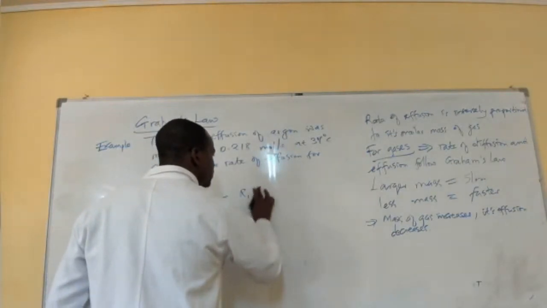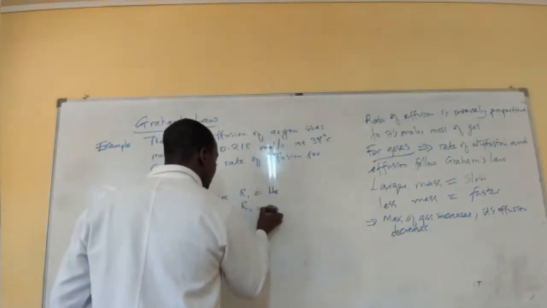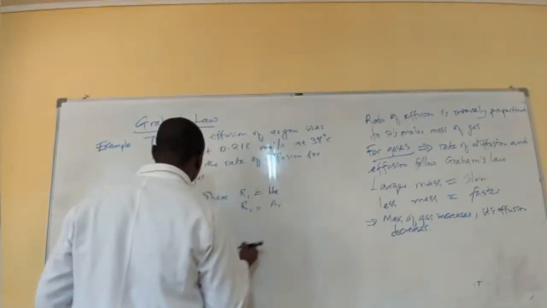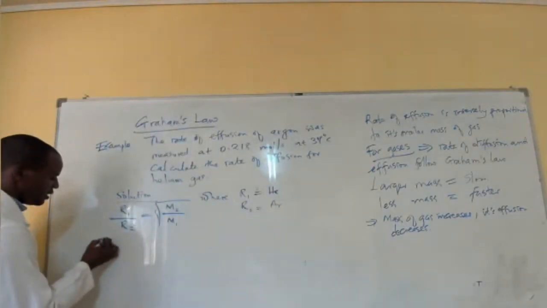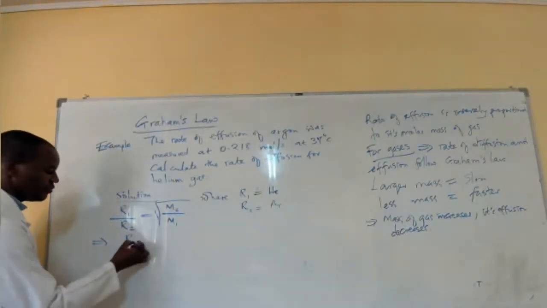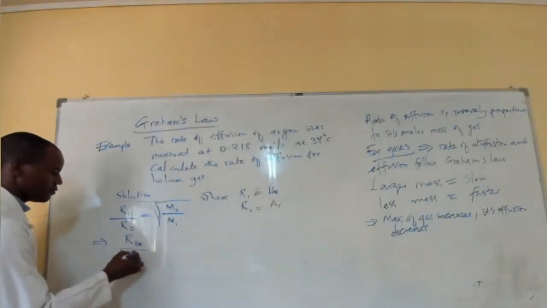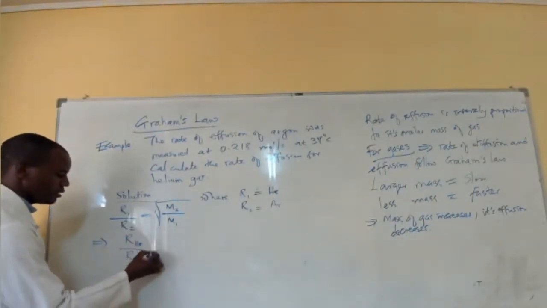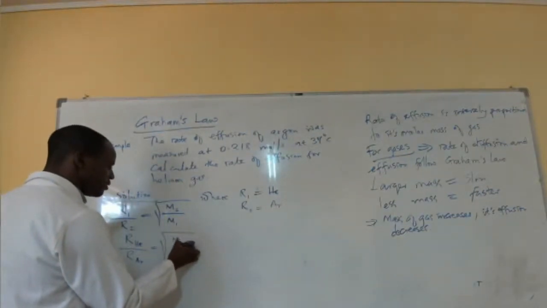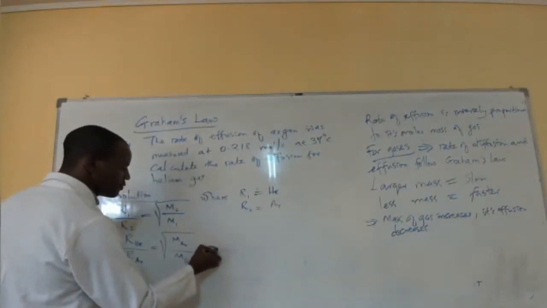Now here let us say R1 will be the rate of helium. Let's put R1 to be helium and R2 to be argon. Therefore, this means that we'll have rate of helium over rate of argon is equal to the square root of the molar mass of argon divided by the molar mass of helium. Okay.